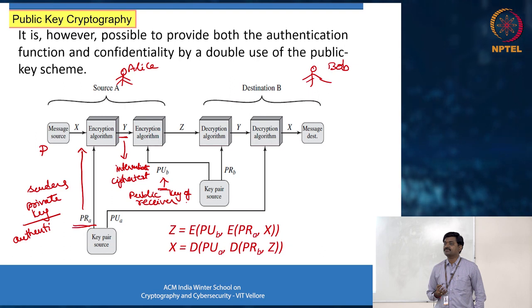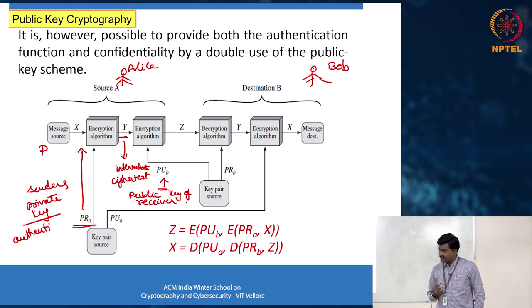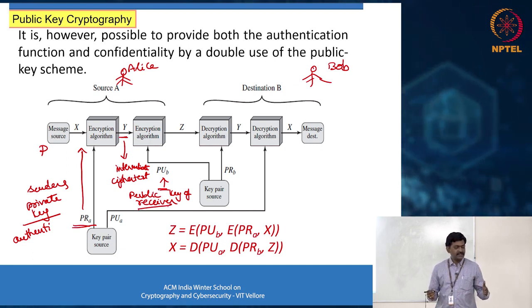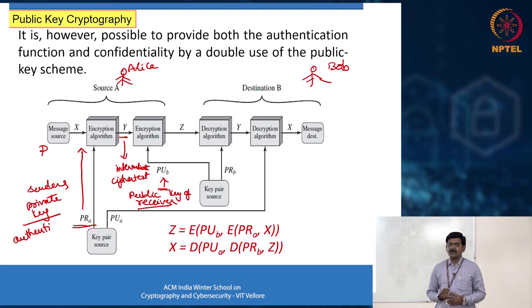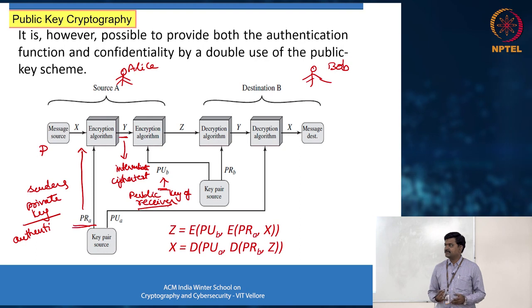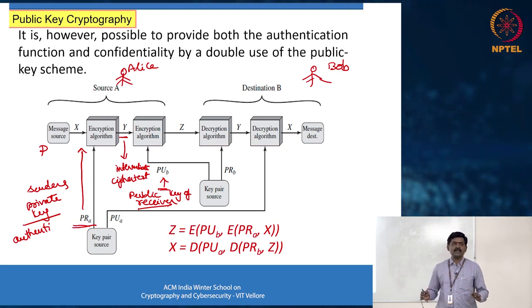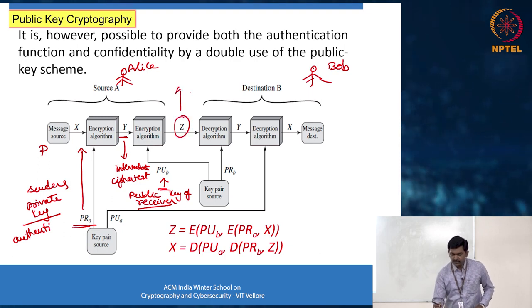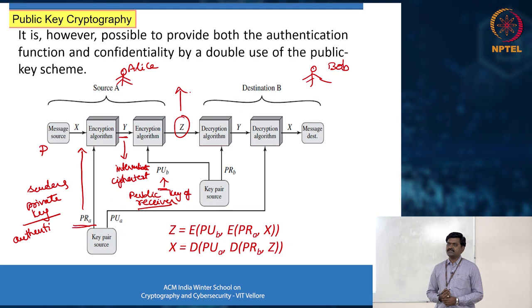What do you achieve? Confidentiality. Now what is there in the communication channel? The ciphertext that you have encrypted with the public key of receiver. Now if somebody wants to break that ciphertext, what do they need? They need the private key of the receiver, which we are assuming is kept secret. So in the communication channel, you have the ciphertext, which is actually encrypted with the public key, right?